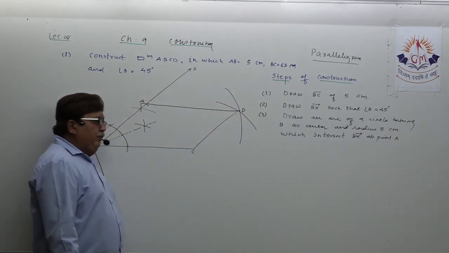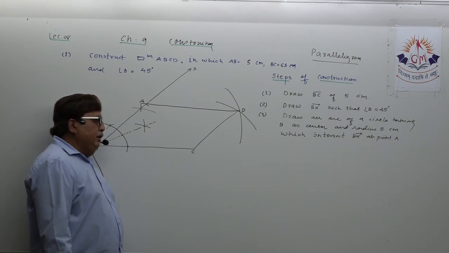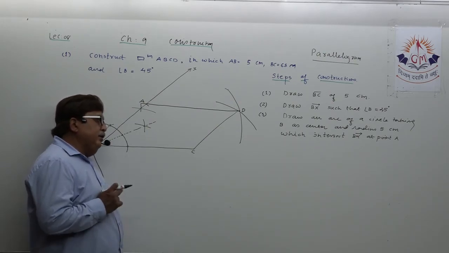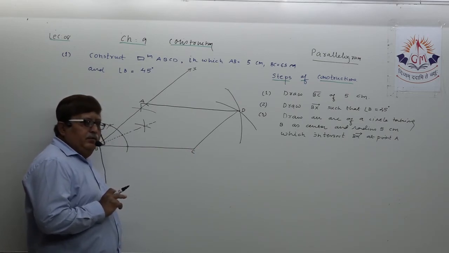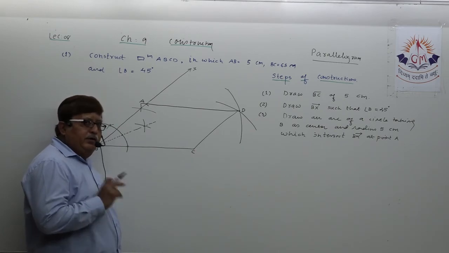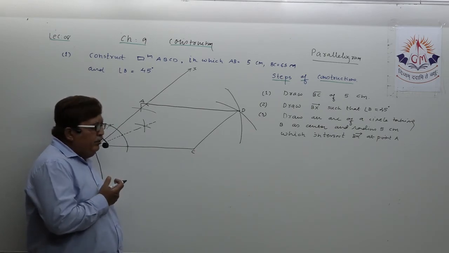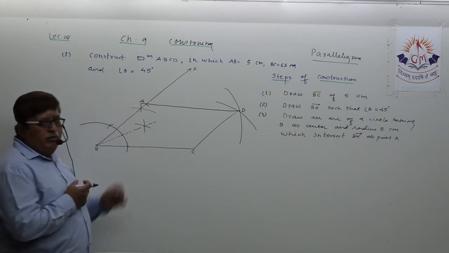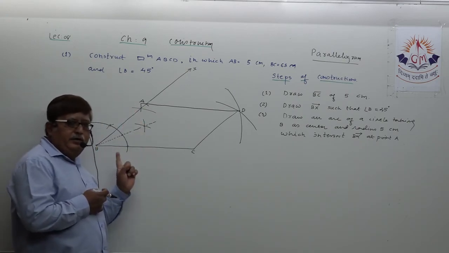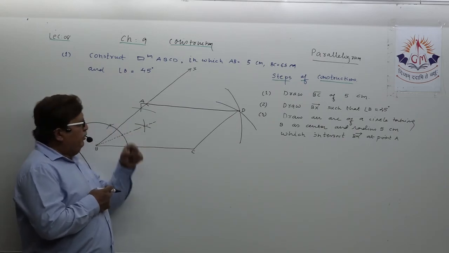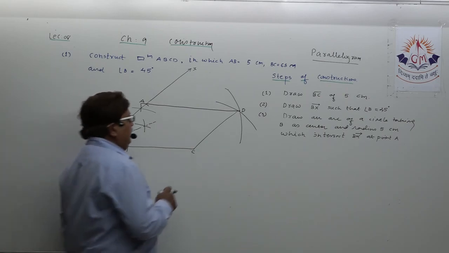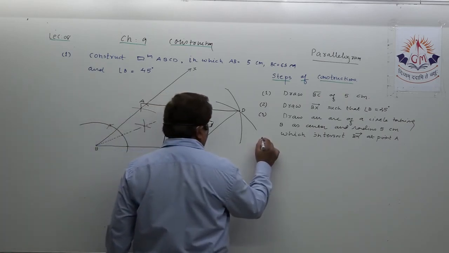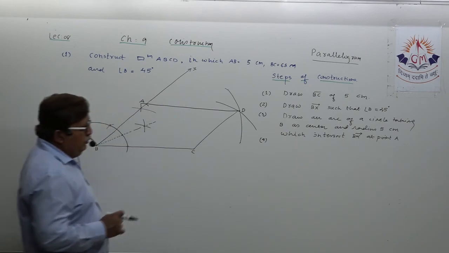You have to be very understandable. You need to understand the steps when you write, because the content data has to be very clear in your mind, what you are writing in the step. Be very precise. What you have written: you have drawn an arc of a circle taking B as center and radius 5 centimeter which intersects ray BX at point A. Fourth step.